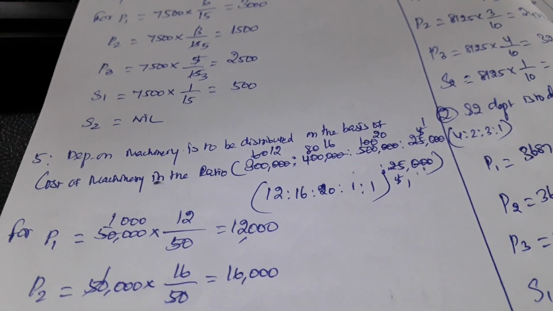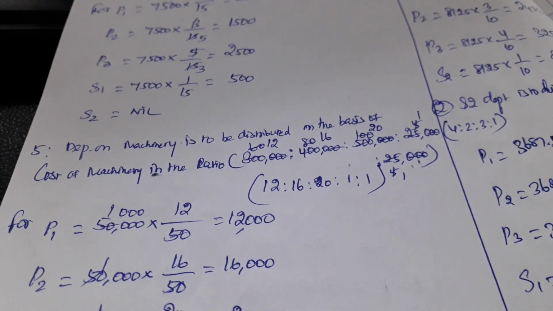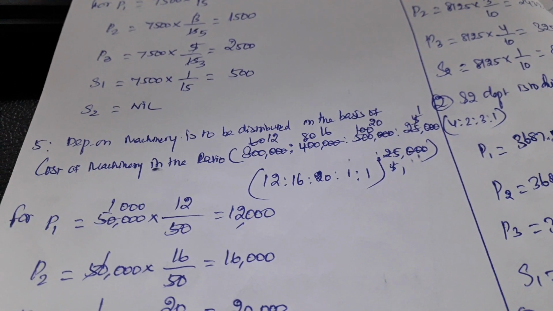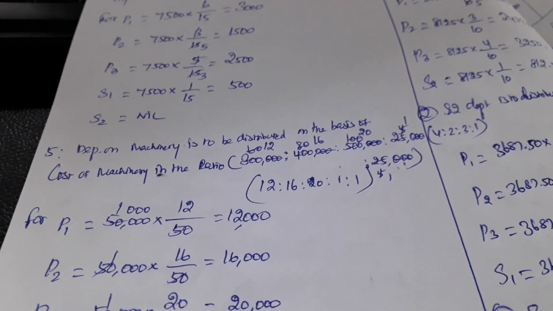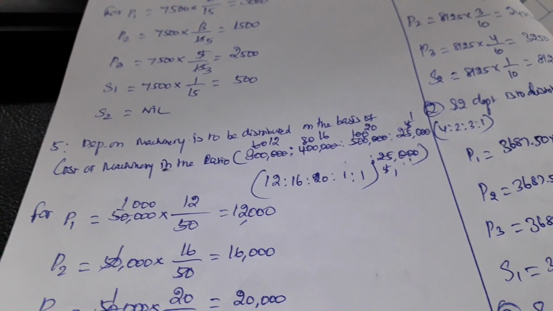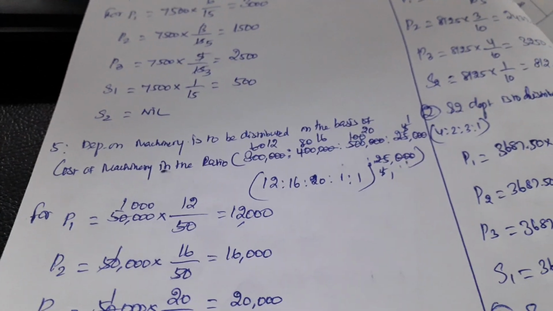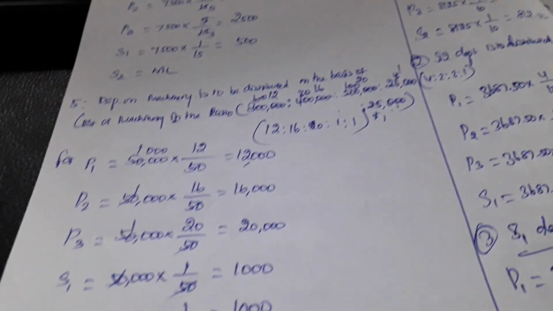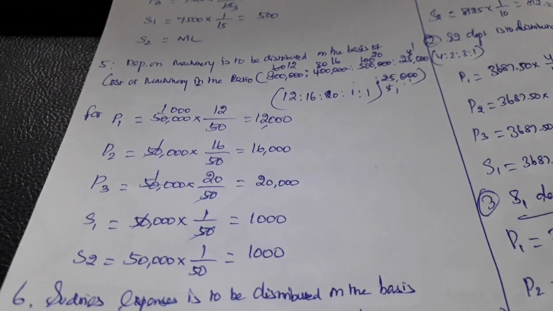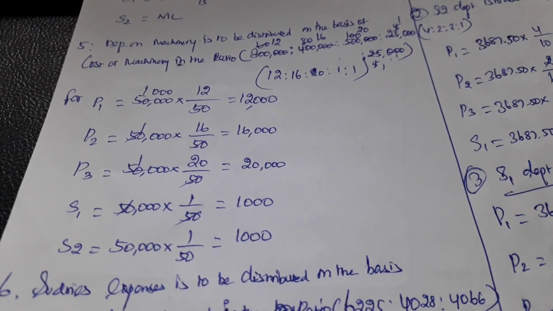Depreciation on machinery is to be distributed on the basis of cost of machinery in the ratio 12:16:20:1:1. Depreciation usually distributes on the basis of cost of machinery. This is the calculation for depreciation.